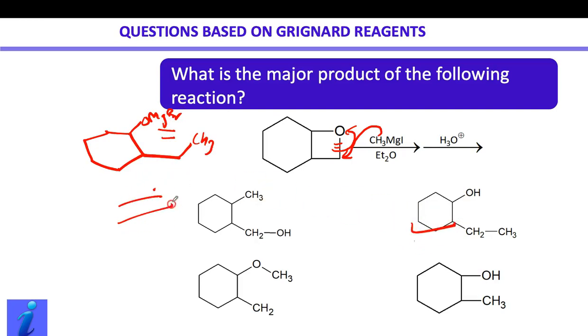I hope you have understood Grignard reagent very well. Solve more questions after this theoretical class so that you can have a better understanding of the concept of Grignard.